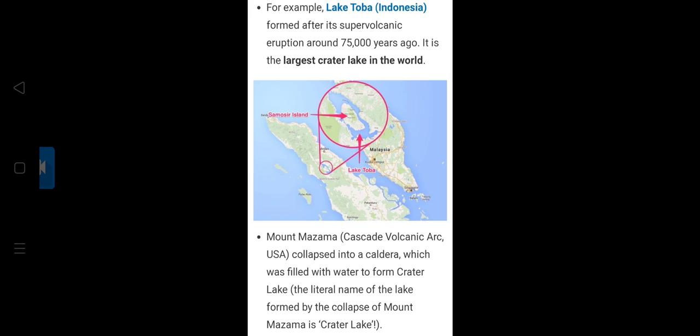Mount Mazama in the Cascade Volcanic Arc, USA, collapsed into a caldera which was filled with water to form Crater Lake. The literal name of the lake formed by the collapse of Mount Mazama is Crater Lake. So this is how it has been named, and it has happened naturally. These land formations have happened naturally in due course due to volcanoes, because we are studying volcanic landforms due to cooling and solidification of magma, which is due to volcanoes. So there are volcanic landforms. That's why caldera is one of them.